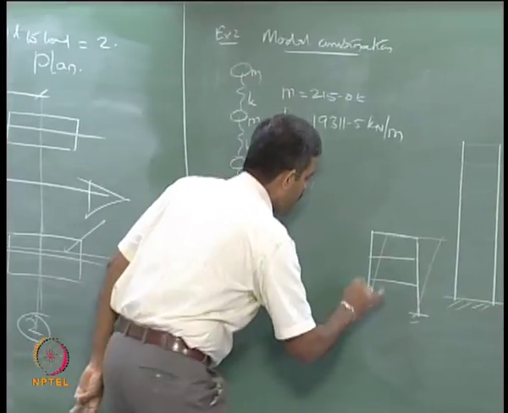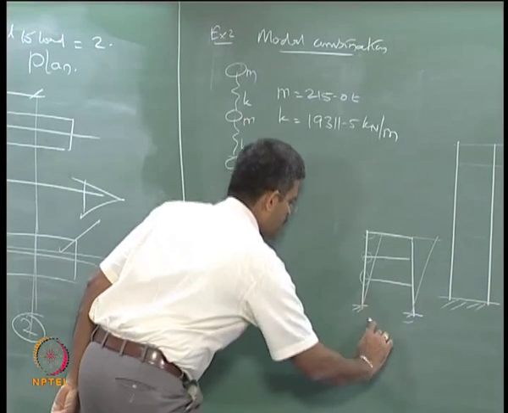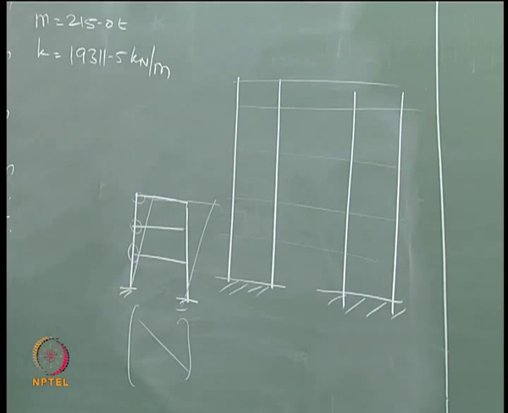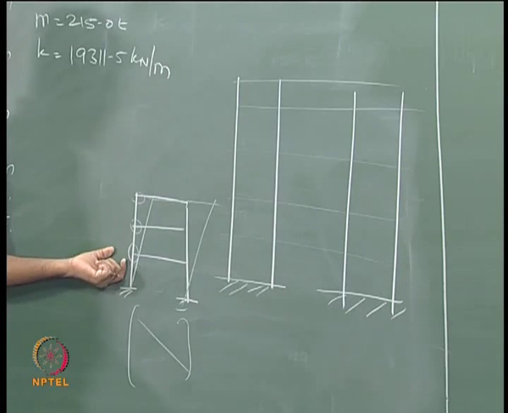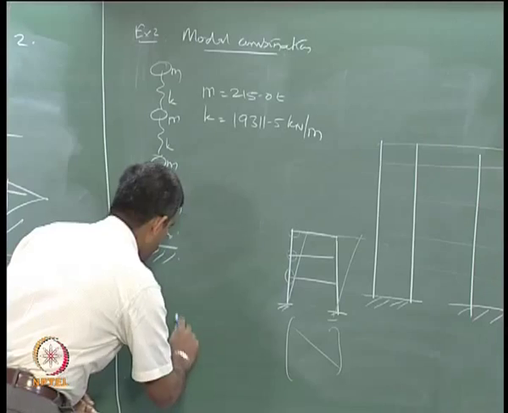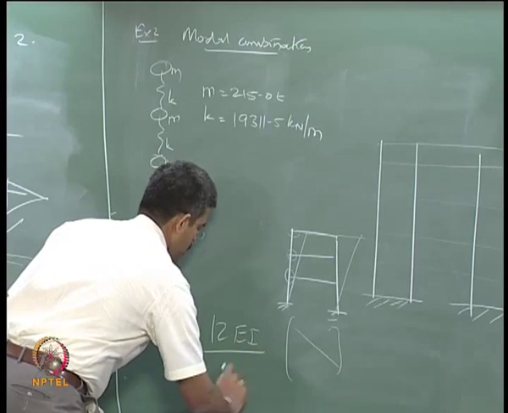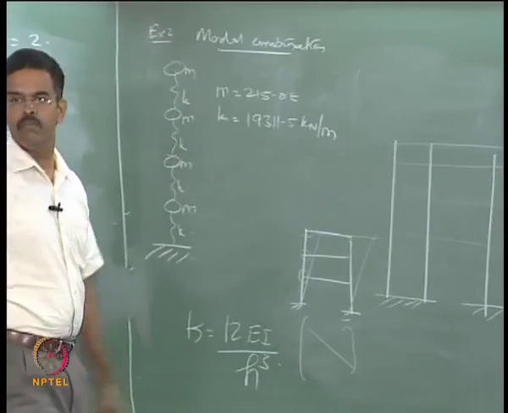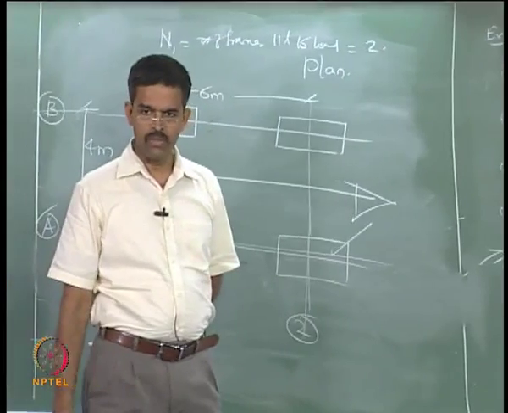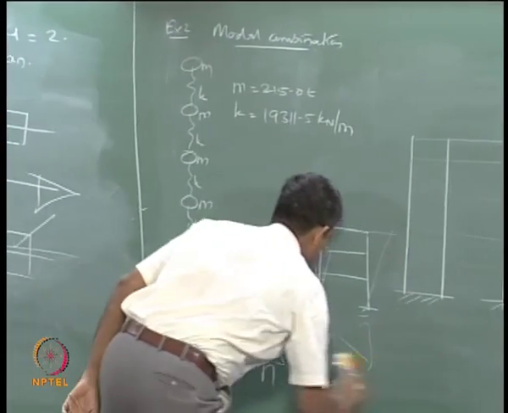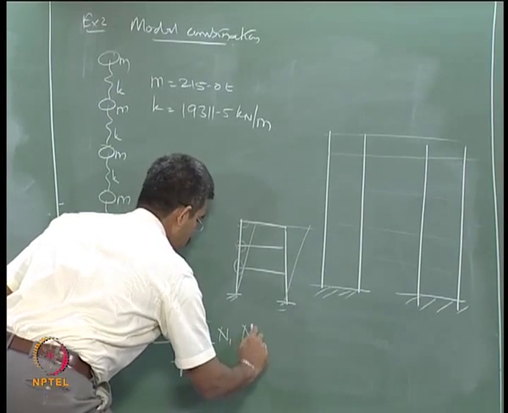I can always find the stiffness of this and this. I can derive a stiffness matrix, which you did in the first module from the fundamental principles of structural mechanics. Now there will be a combination of K, and the bending stiffness is nothing but 12 EI by H cube, times N1, times N2.